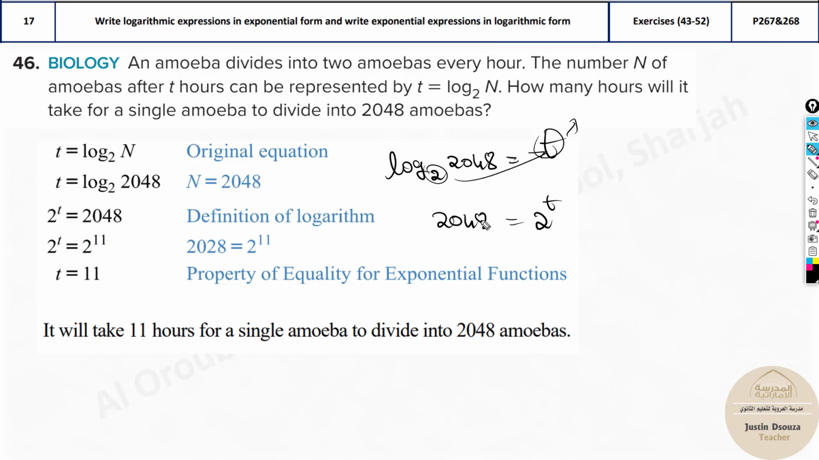If you know, 2 to the power 10 equals 1024. I hope you might remember this. And then if you take one more power, 2 to the power 11, this will be multiplied by 2, right? So multiply this by 2, it will be 2048. So that's an easy number to remember. So t equals 11. It will take 11 hours for the amoeba to multiply to so much. Just with a simple 2 amoebas, it can go on to so much, okay?